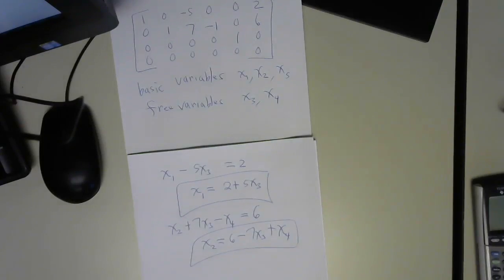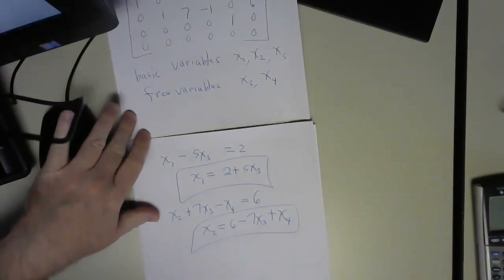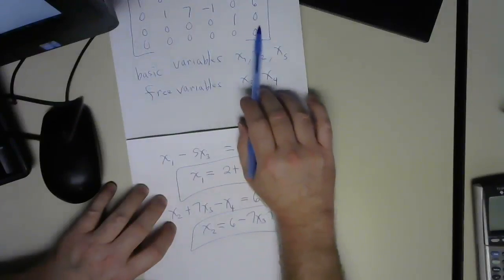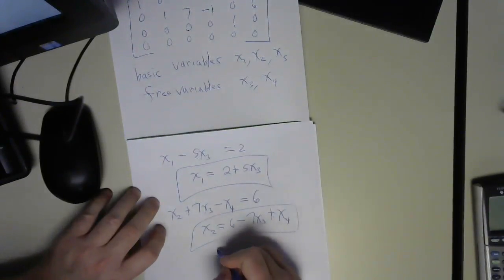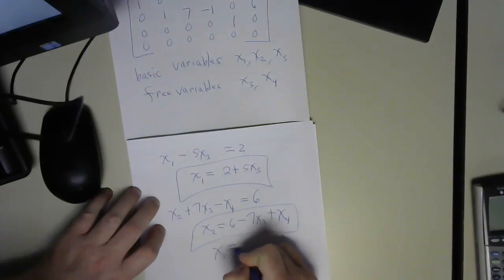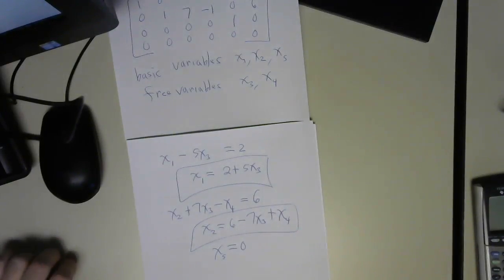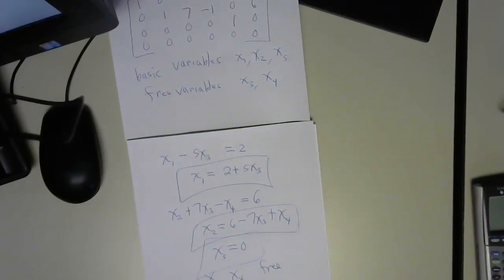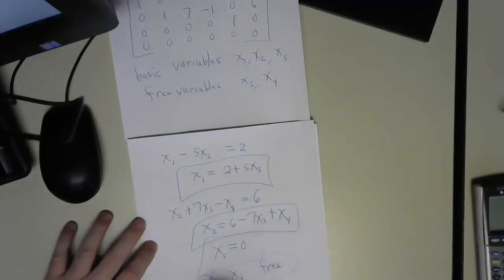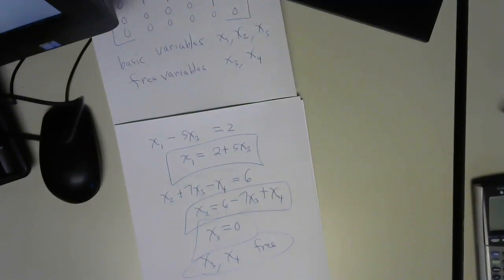All right. And it looks to me like the third row here essentially just says that x5 is equal to 0. Okay. And we already know that x3 and x4 are free, so they are arbitrary. Okay. So that's pretty much it. That's your solution set. You can choose any 2 numbers for x3 and x4 and plug them into those equations to get the values of the basic variables x1, x2, and x5.